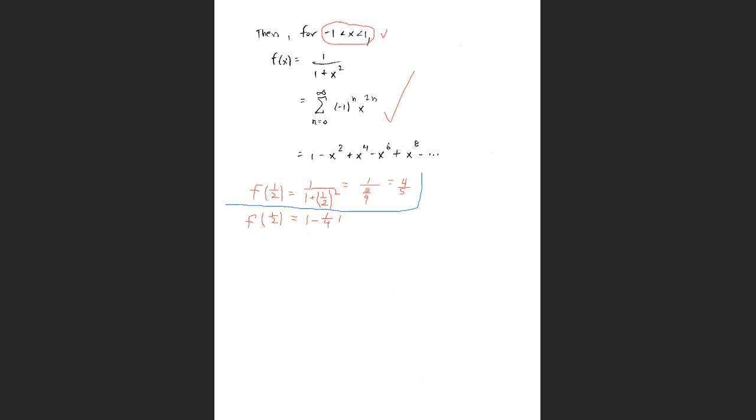Okay, f of a half will equal 1 minus a fourth, because if you put a half in here for x, a half squared is a fourth. Okay, what would the next term be? Good, a 16th. That's right, Rodrigo, because if you put a half in for the x here, 1/2 to the 4th power is a 16th.